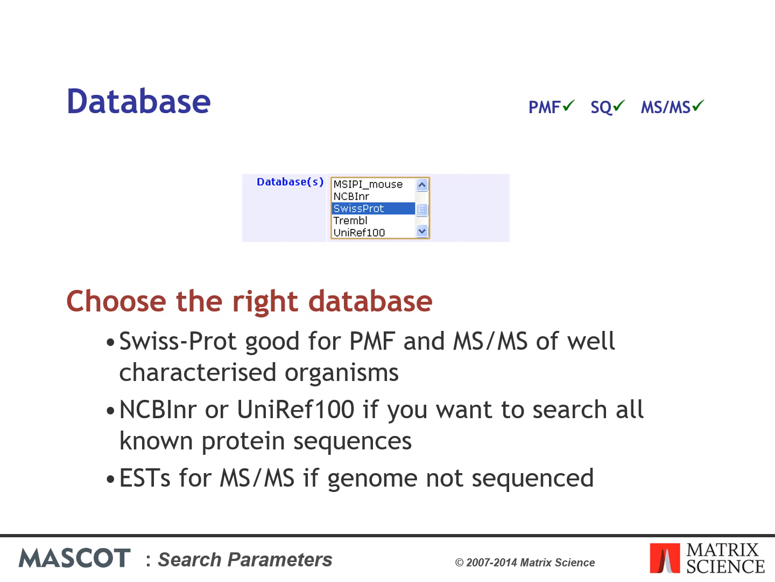In Mascot 2.3 and later, you can select multiple databases for a search. This is particularly useful when you want to search a single organism database and include the sequences of common contaminants, such as BSA and trypsin. One restriction is that you cannot mix amino acid and DNA databases.